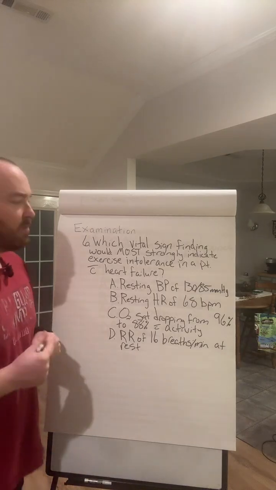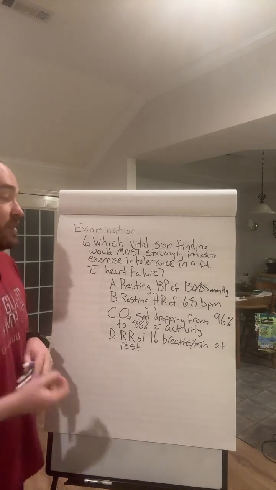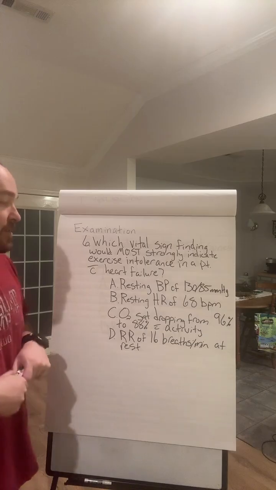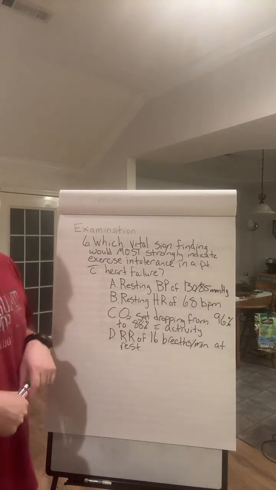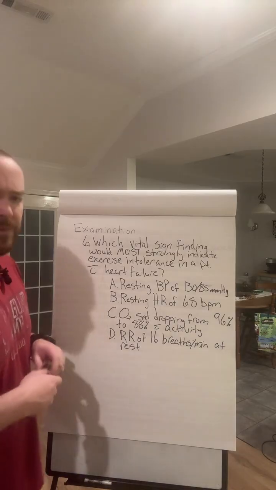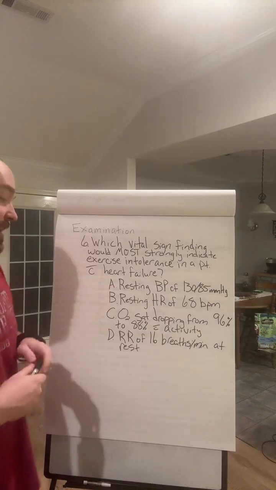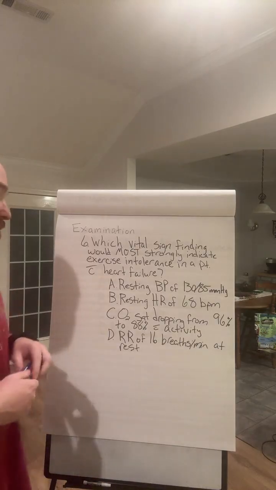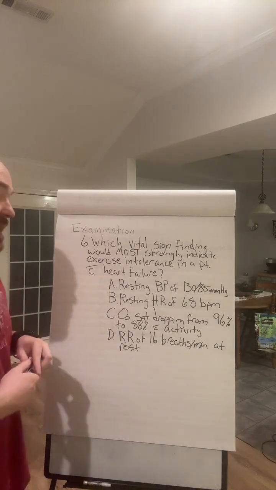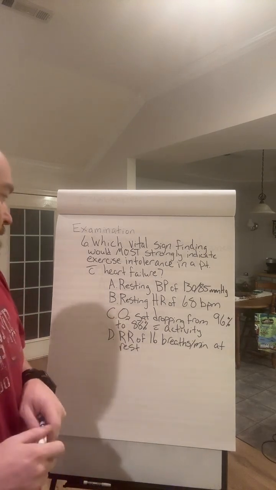I'll ask that one more time. Which vital sign finding would most strongly indicate exercise intolerance in a patient with heart failure? A, resting blood pressure of 130/85. B, resting heart rate of 68 beats per minute. C, O2 sats dropping from 96 to 88% with activity. Or D, respiration rate of 16 breaths per minute at rest. Go ahead and submit your answers.